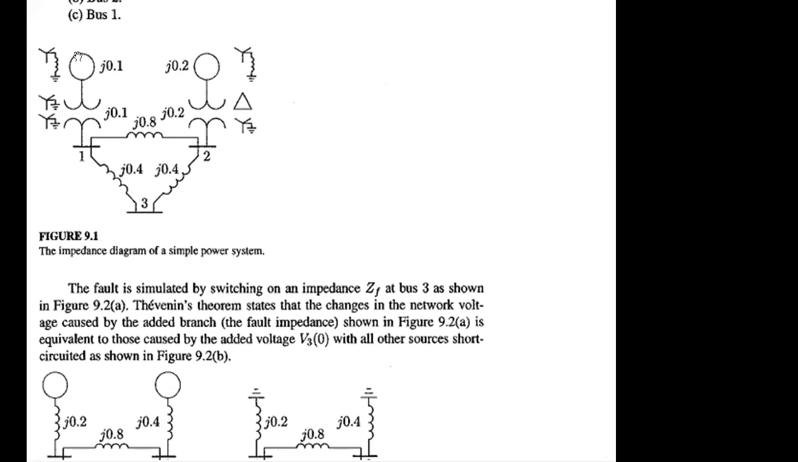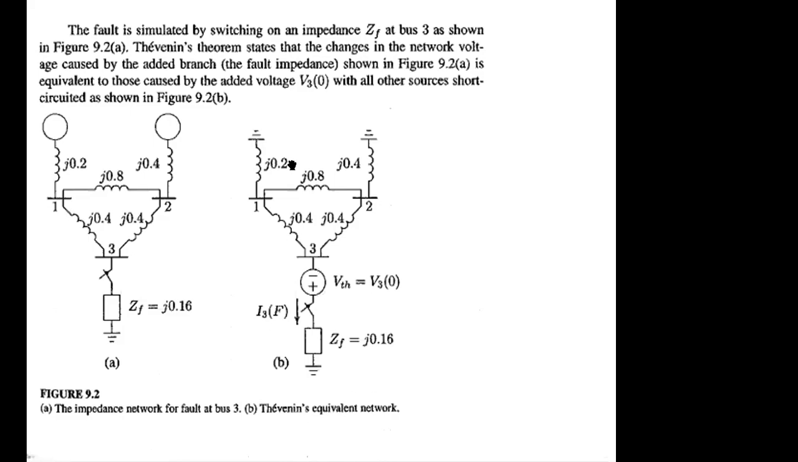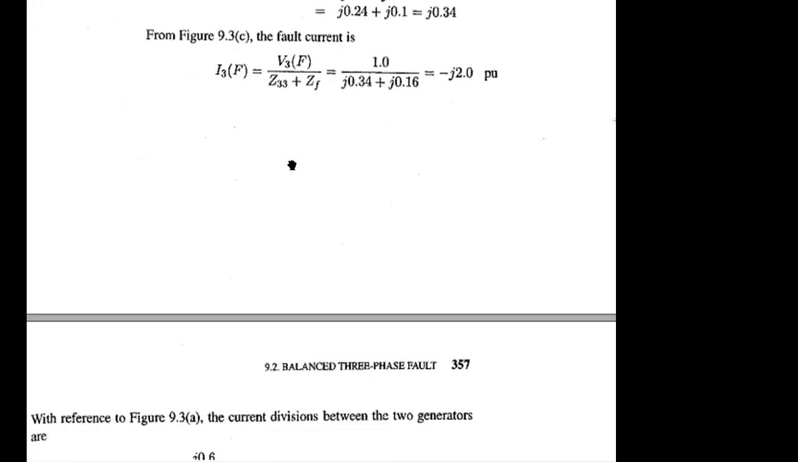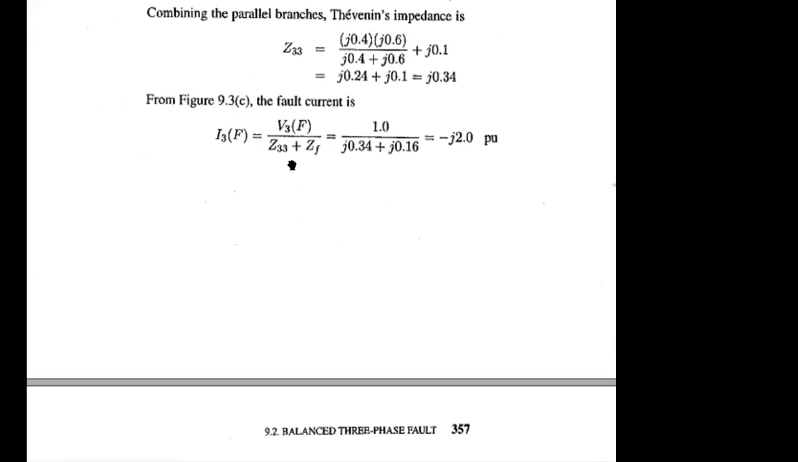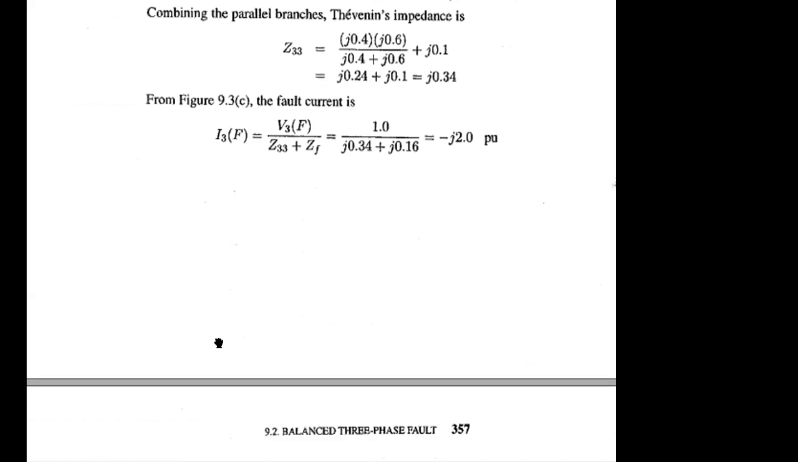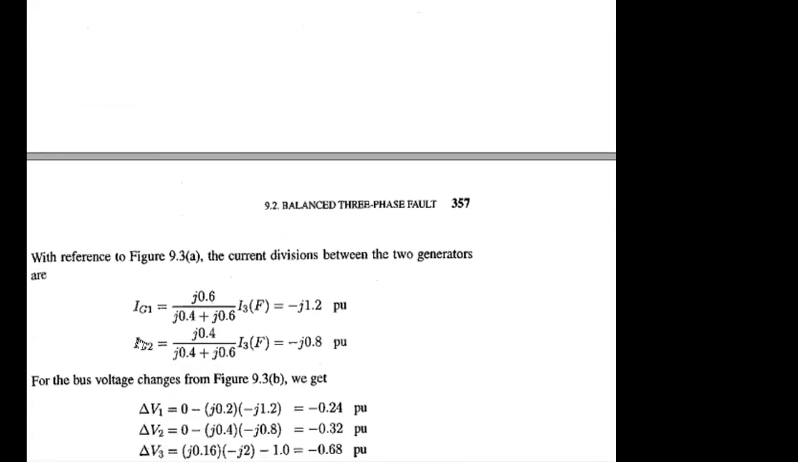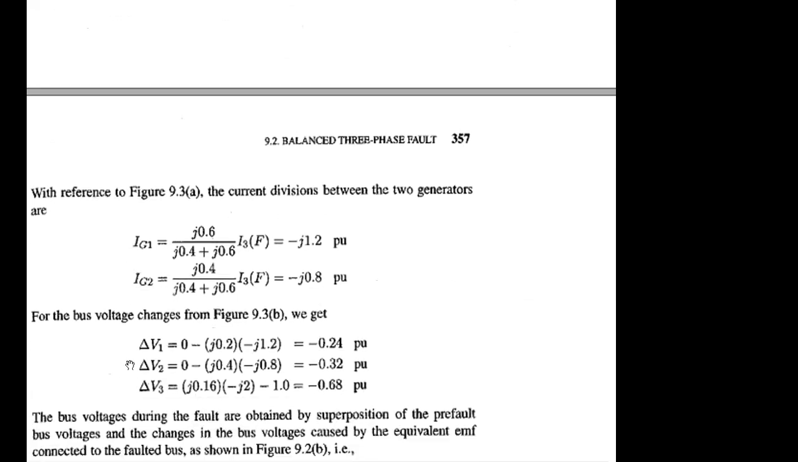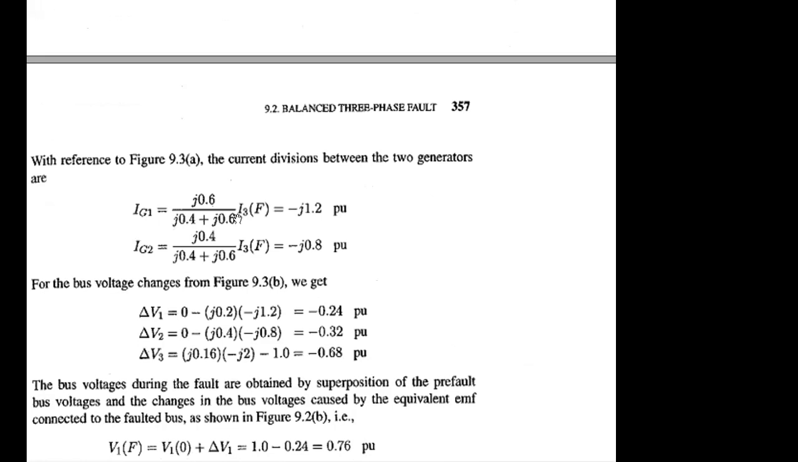Right? So generator 1, what is the contribution of generator 1 during fault? Generator 1 current, IG1. Current divider rule. Yes. We have to apply it to get the component of this total fault current. That will be there in the next part, which is IG1 and IG2. The current contribution of those generators during fault is the partial current of the total fault current, I3F.